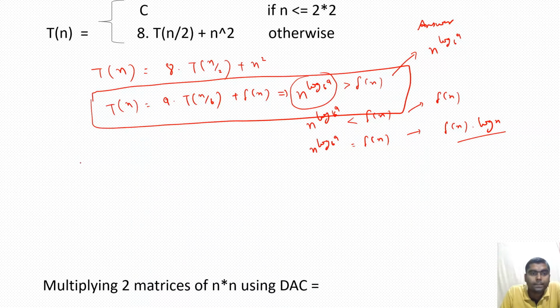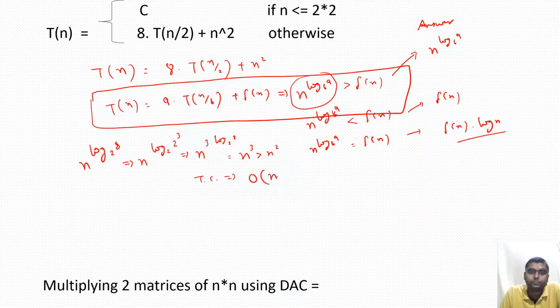So just apply. n raised to the power log a base b: a is 8 and b is 2. So this is n raised to the power log 8 base 2, and 8 is 2 raised to the power 3. So this is n raised to the power 3 log 2 base 2, which is n raised to the power 3. So this is greater than n², that's why the time complexity is order of n³.